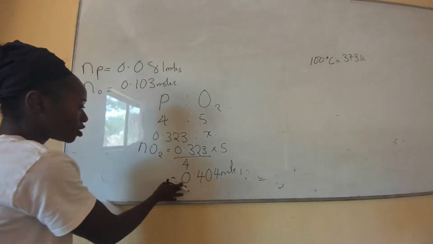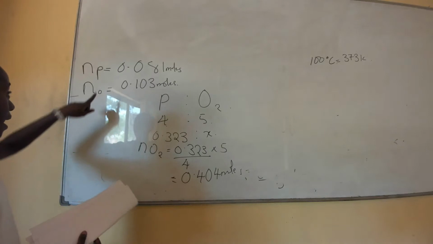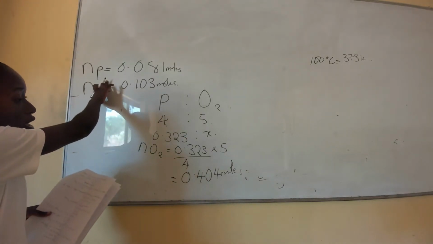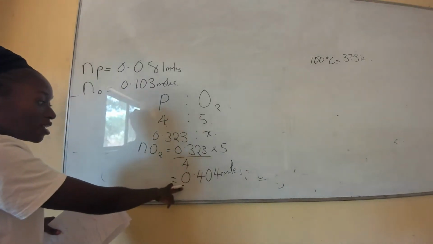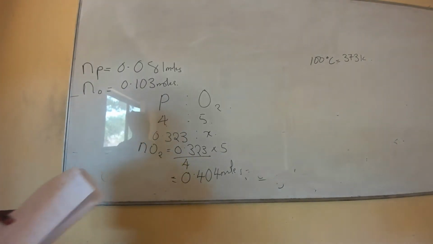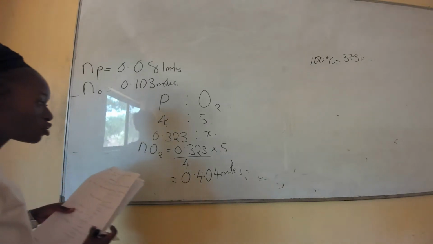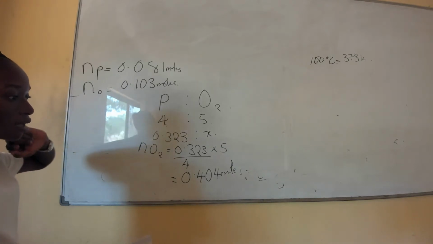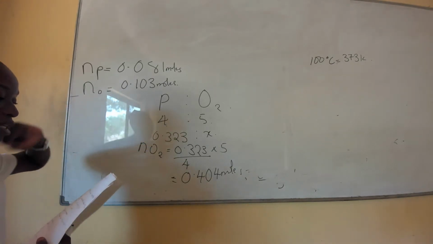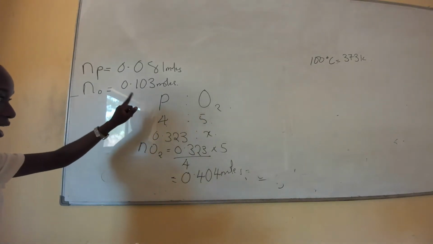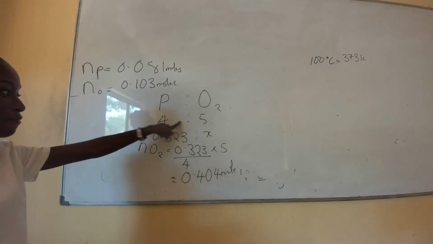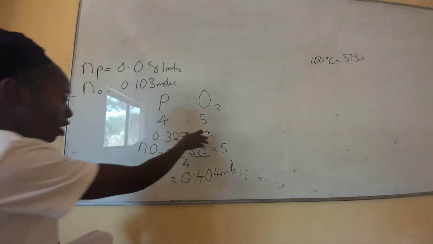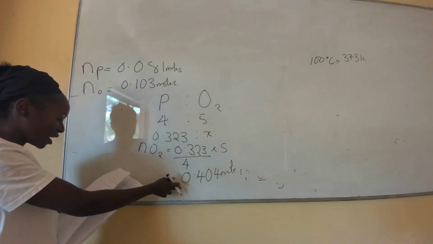So this is the number of moles of oxygen that reacted. Remember, the phosphorus was the limiting reactant. So the phosphorus was the one that was going to guide us to find the number of moles that reacted. In the previous question, we were just finding the limiting reactant and the reactant that was in excess. But in this case, we're finding the mass that reacted. So that's why we introduce the molar ratio and say 4 to 5, and then 0.323 as the number of moles, and then find X. So we've now found the number of moles of oxygen that reacted.